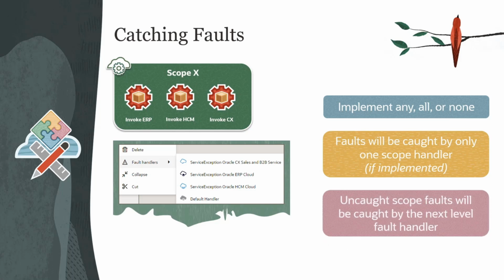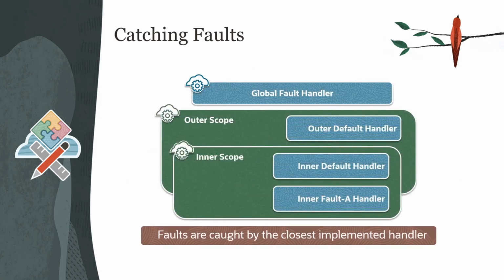And as a reminder, if a runtime fault occurs and there is no implemented scope handler to catch it, the error will be thrown on up to the next higher level fault handler, which is usually the global fault handler, unless the scope is nested and its parent scope has an implemented fault handler. Okay, let's look at this more closely.